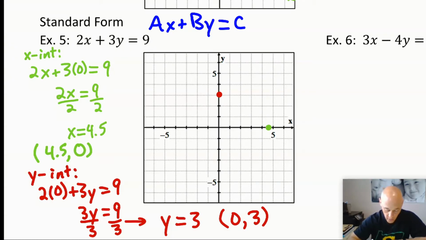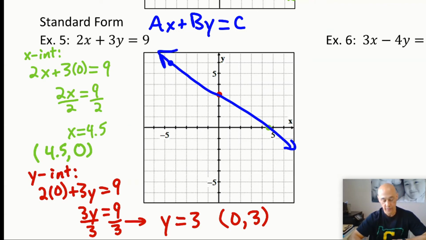I could also notice that from here I go down 3 and to the right 4.5. So I could go up 3 and to the left 4.5 and get another point right there. So that might also be useful to add a point there. That's just using the information from the one pair of points to find another point. But you don't have to do that if you don't want to. You could have just connected these 2 points and you still would have gone through that point if you had a nice straight line.